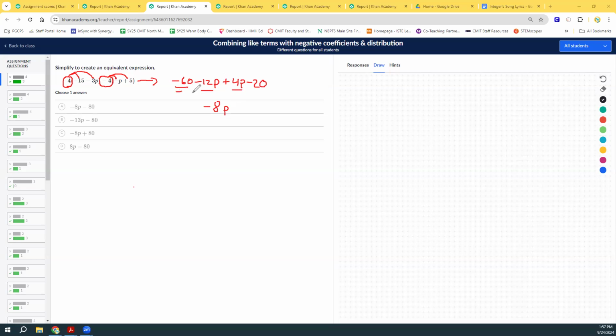And then I got -60 and -20. I'm going to add those numbers. 80. And it's negative because they're both negative. And that's it. Look at that. It's right there. Okay, you can do this.